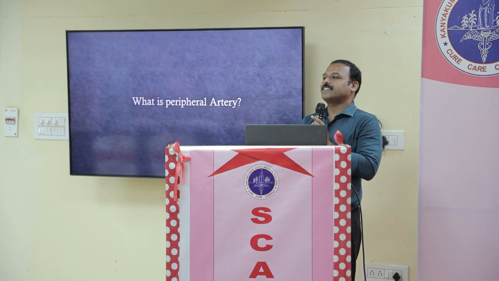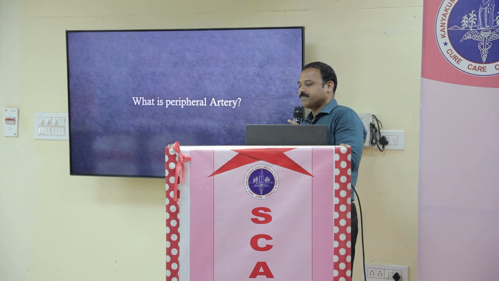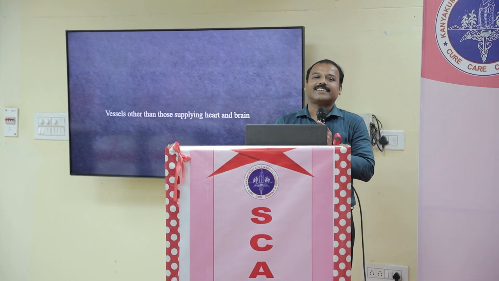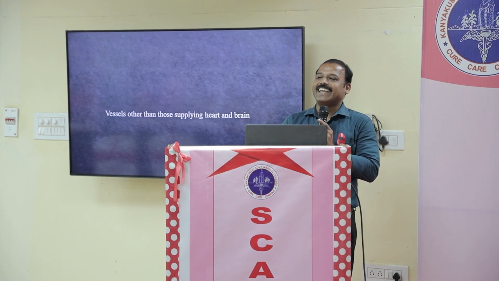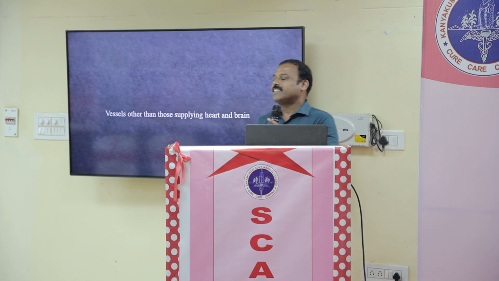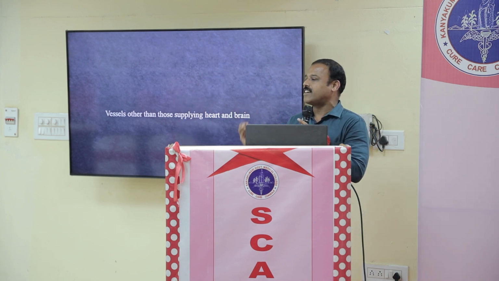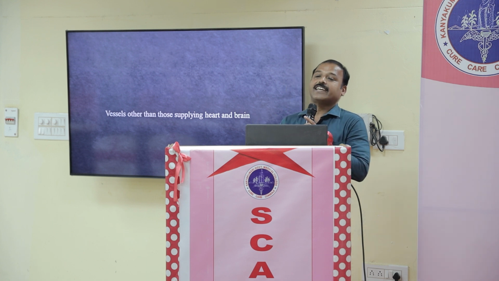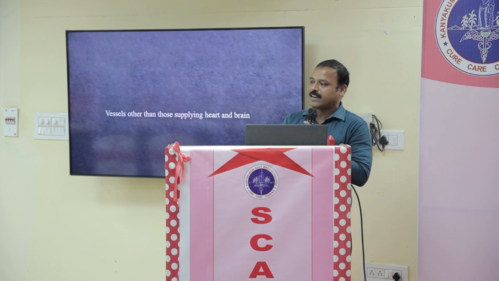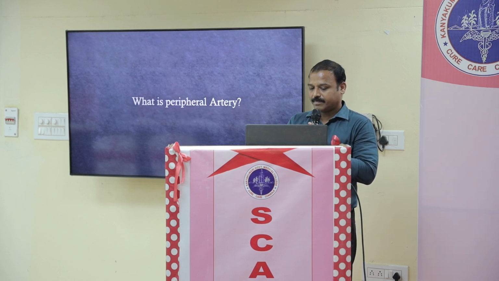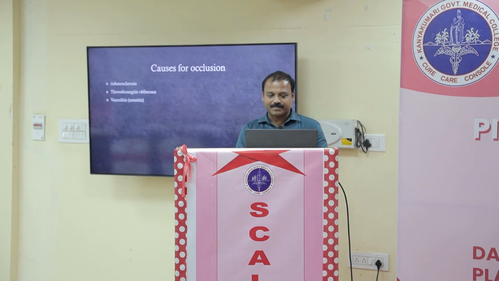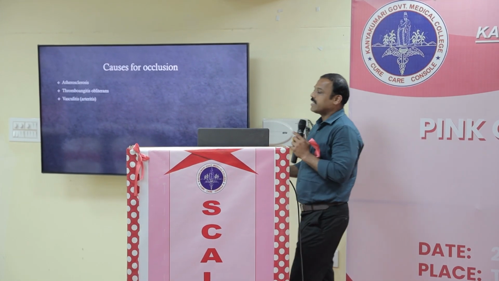So coming to the topic, what is a peripheral artery? Anyone? What is a peripheral artery? Arteries other than those vessels supplying the heart and brain. The heart and brain arteries are called central arteries. All the others, even the aorta, are peripheral arteries. The aorta is also a peripheral artery.